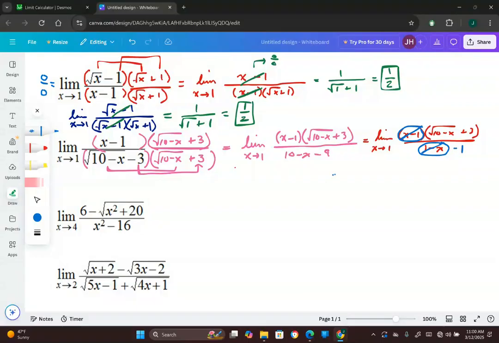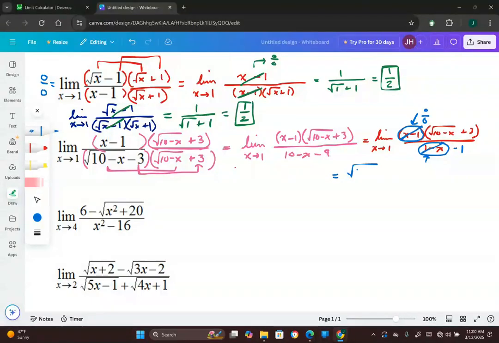So now I can plug in my numbers because this right here that I canceled in the blue, that is essentially your 0 over 0. That's what we're trying to do on all of these problems. We're trying to cancel out that factor or that expression that gives me 0 over 0. So let's plug in 1.